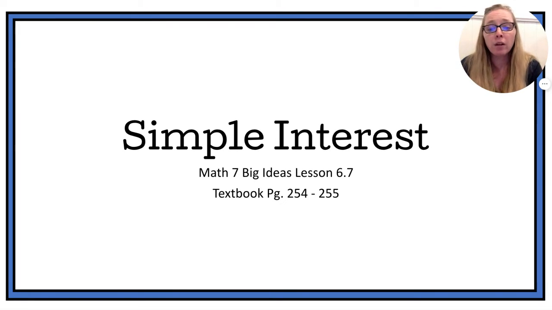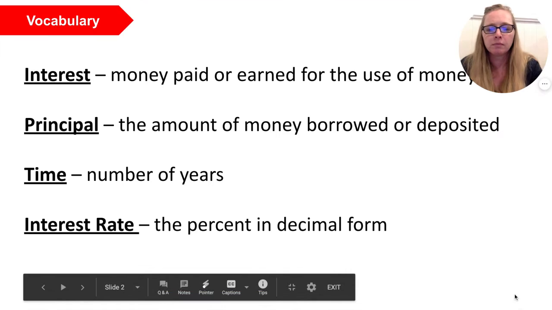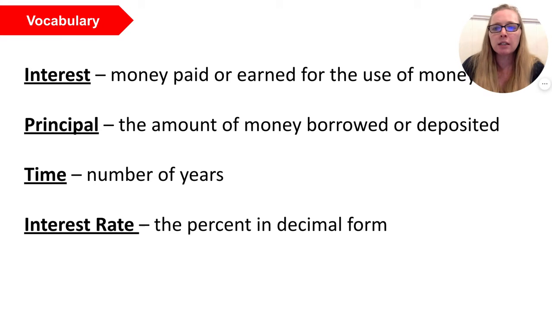In this video, we are going to learn about simple interest. Simple interest is the money paid or earned for the use of money. And we usually earn interest or have to pay interest on a savings account. We earn interest, or on a loan, we would need to pay interest. And so this is a small amount of money based on some percentage that's decided on how much you have in it.